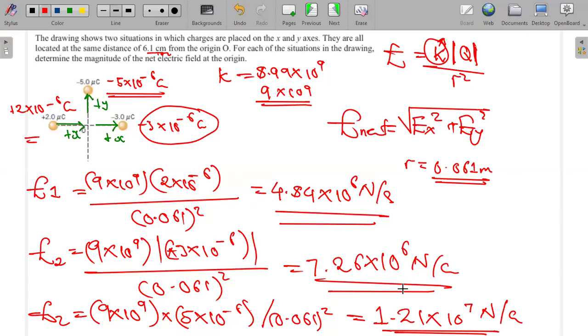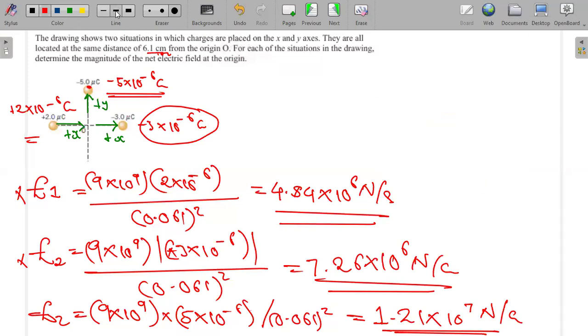Now, what are we going to do? Let's find the vector sum of all these. We know this one is on the x-axis, and this one is on the y-axis. These two are on the x-axis, and they're both pointing towards the positive x direction, which means they're both positive. This one is also positive since it's pointing towards the positive y direction, towards the -5 there. So that's what I'm going to do next, which means the summation of my fields in the x-axis will just be E1 plus E2. So I'm going to say 4.84 times 10 to the power 6 plus 7.26 times 10 to the power 6.